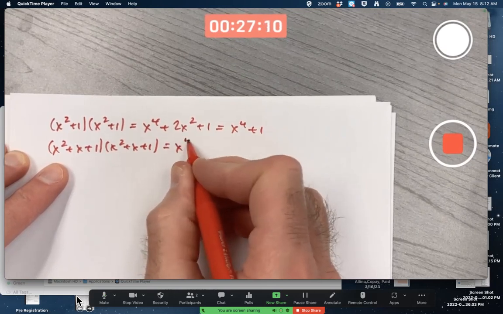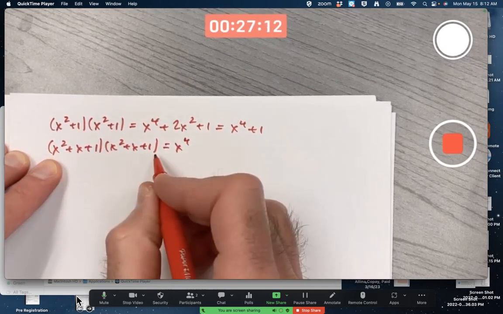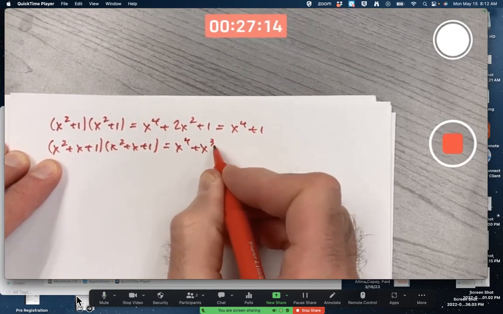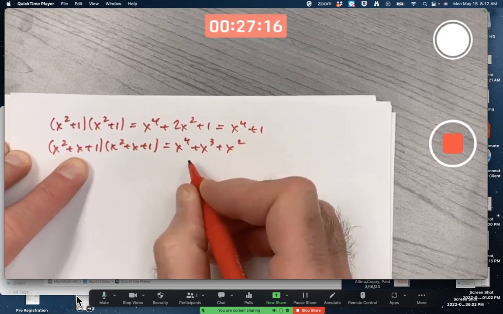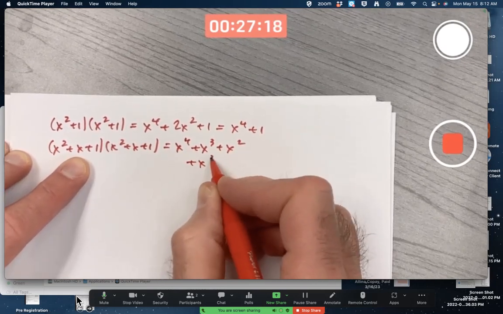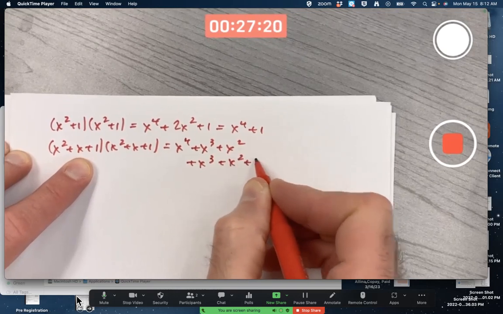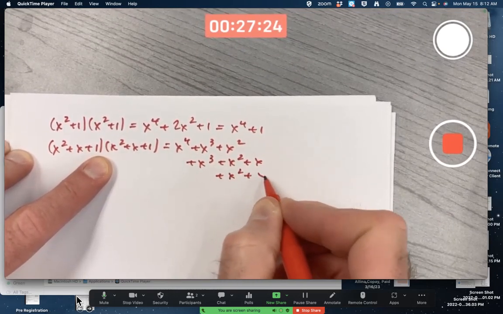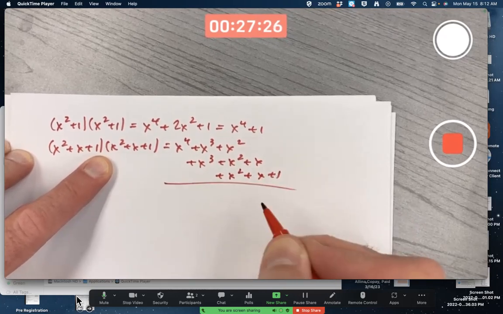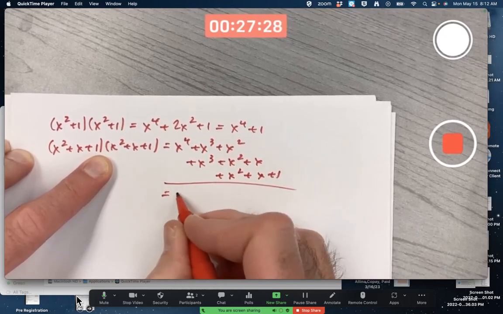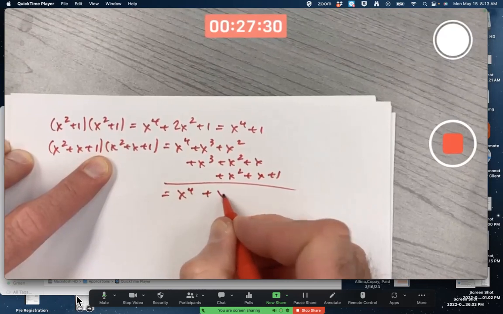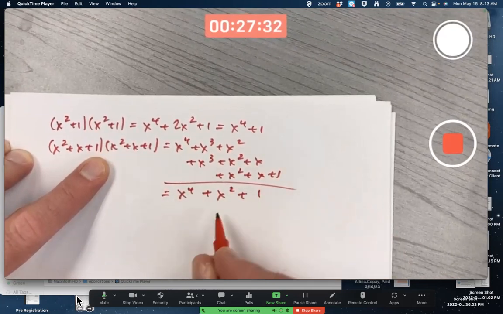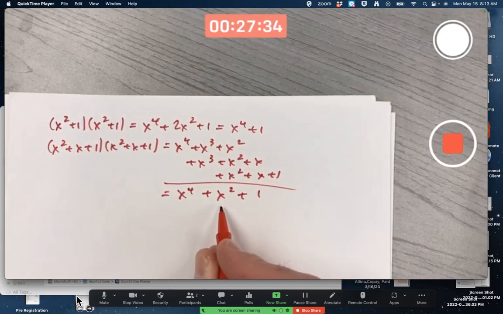What would I get? X to the 4th. I'm going to multiply this x squared by each term there. Then multiply the x times each term. Then multiply the 1 times each term. Stacking them like this, and then simplifying, reducing coefficients mod 2. Okay, yes, this is illustrating I cannot use an x squared in the middle.